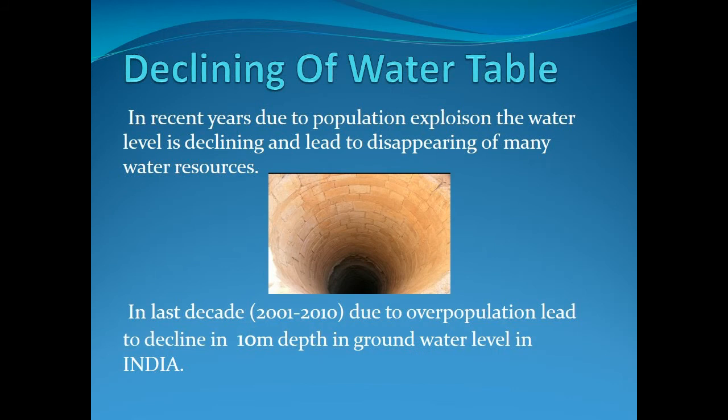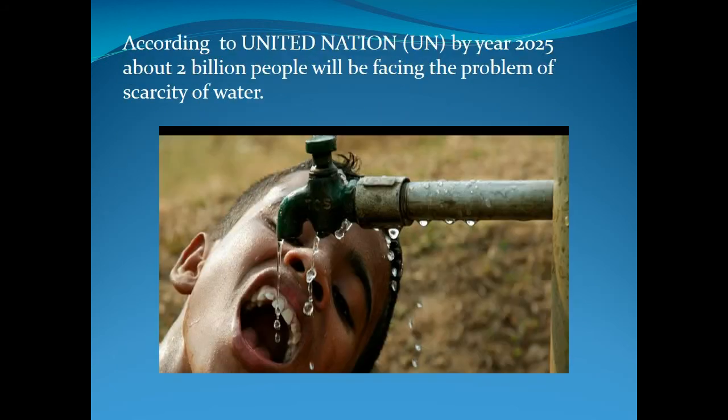Declining of water table. In recent years, due to population explosion, the water level is declining and leading to the disappearance of many water resources. In the last decade, 2001 to 2010, overpopulation led to a decline of 10 meters depth in groundwater level in India. According to the United Nations (UN), by the year 2025 about 2 billion people will be facing the problem of scarcity of water.